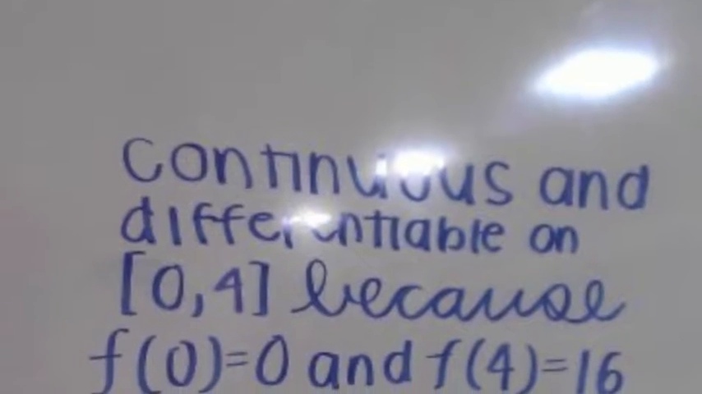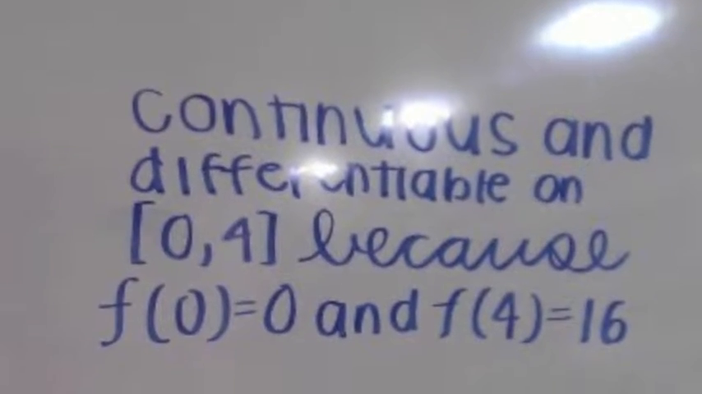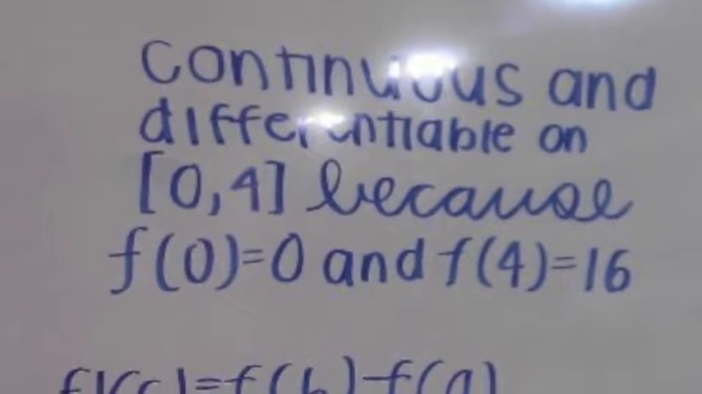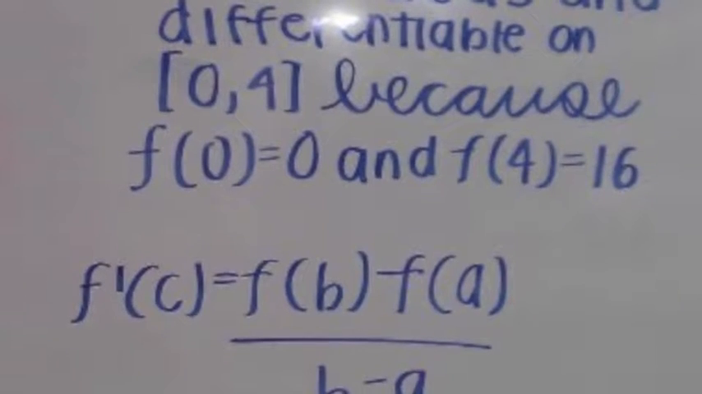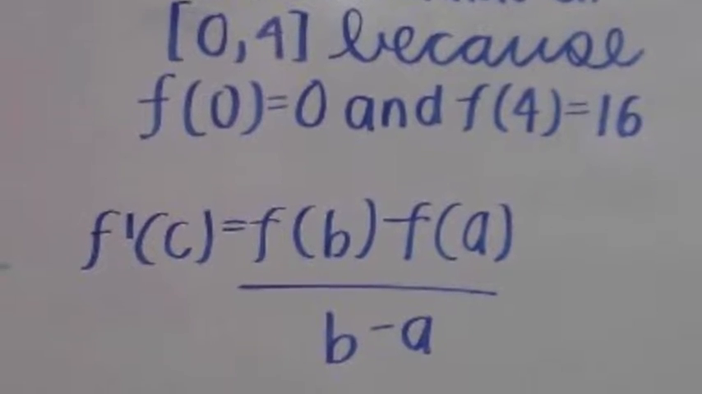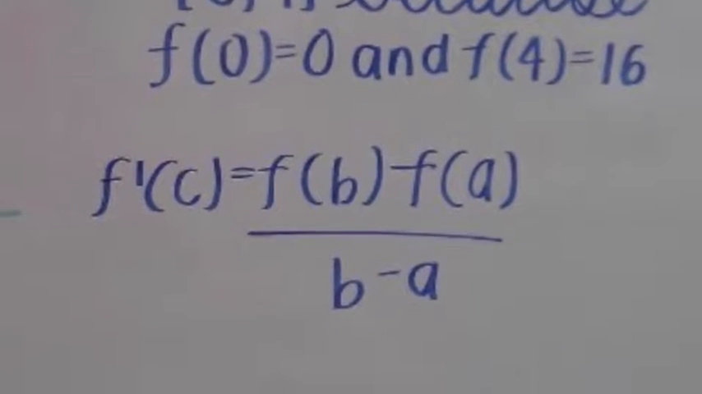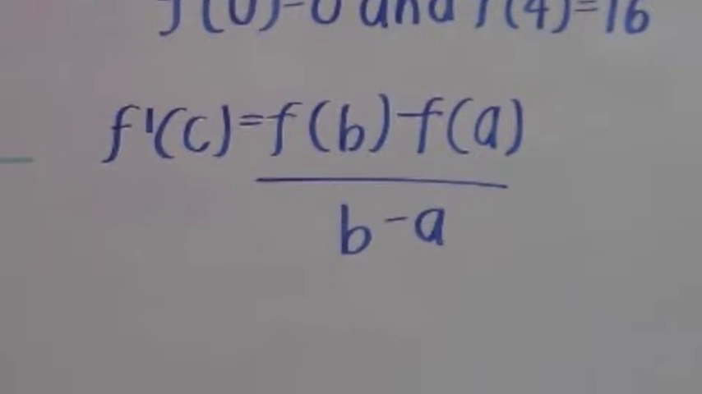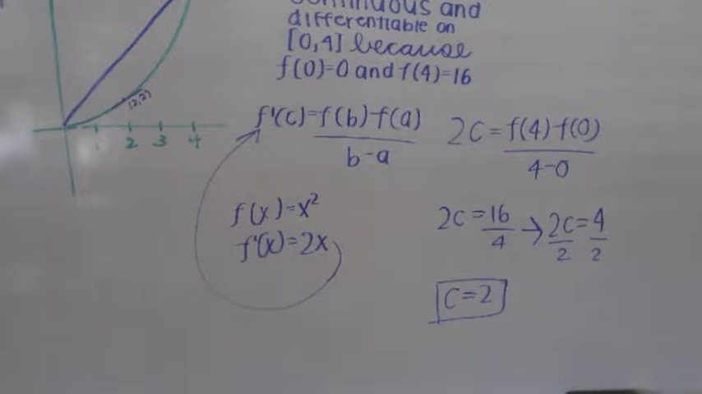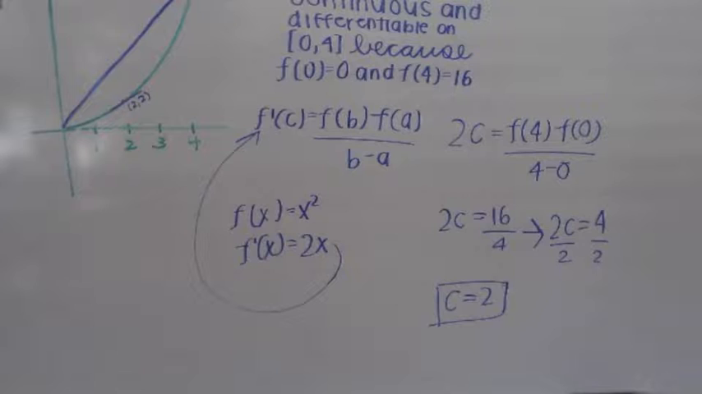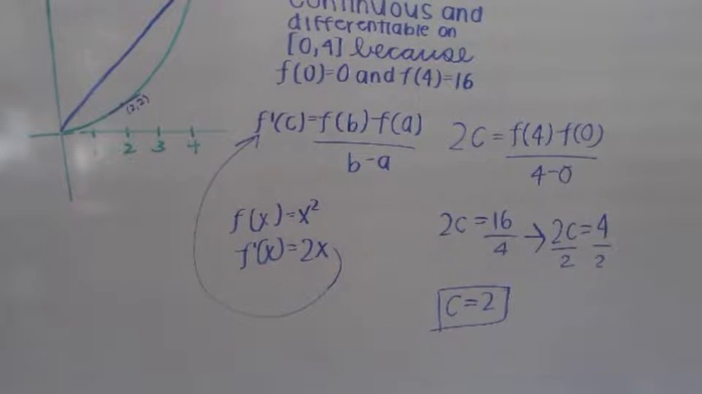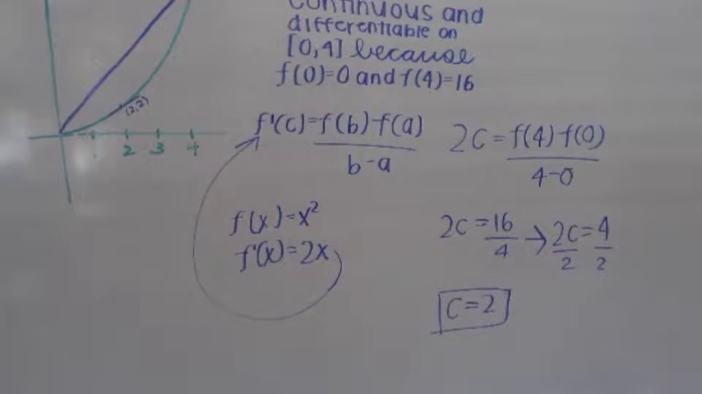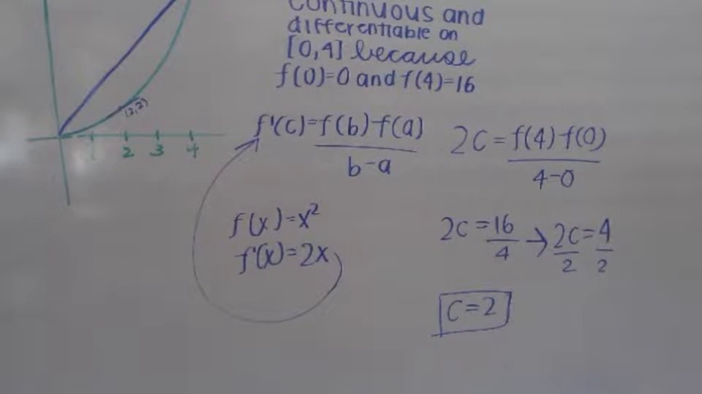You can find these values for y by plugging into f of x equals x squared. After we've confirmed that f of x is continuous and differentiable, then we use the mean value theorem formula of f prime of c equals f of b minus f of a over b minus a, and since we're given that f of x equals x squared, we know that f prime of x equals 2x. So you plug that into the formula and you're left with 2c equals f of 4 minus f of 0 over 4 minus 0. Then you solve for c and you should come up with c equals 2.